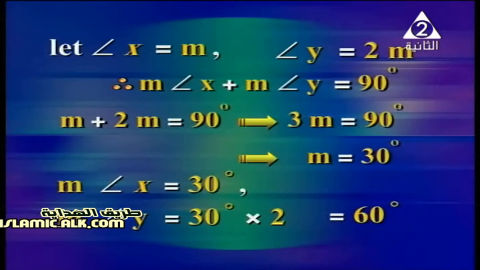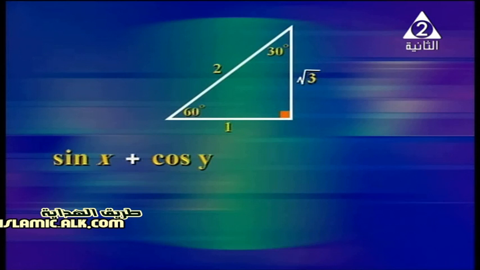Then you know that sine x plus cosine y, to find it, you are going to draw a right-angled triangle, with an angle of 30 degrees and another angle of measure 60 degrees. And you know that the hypotenuse will be double the side opposite to the 30, and the third side will be square root 3. Then what about sine x plus cosine y?